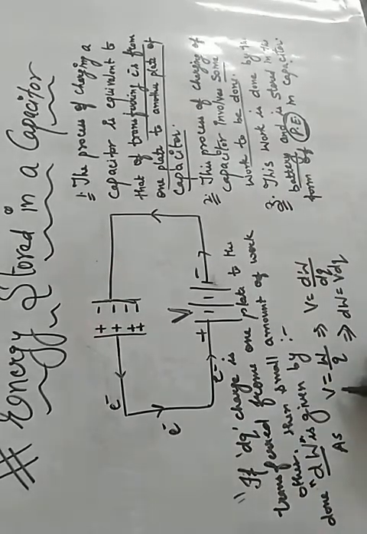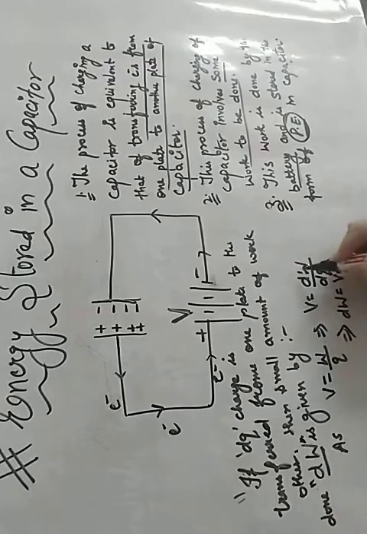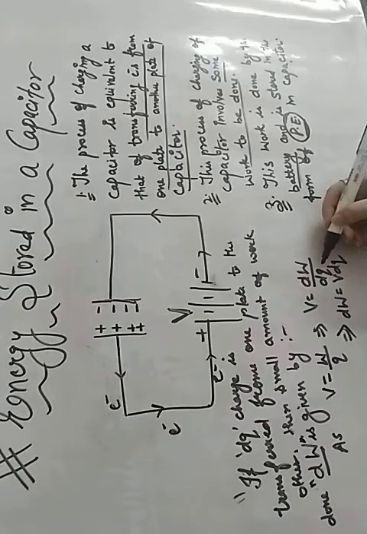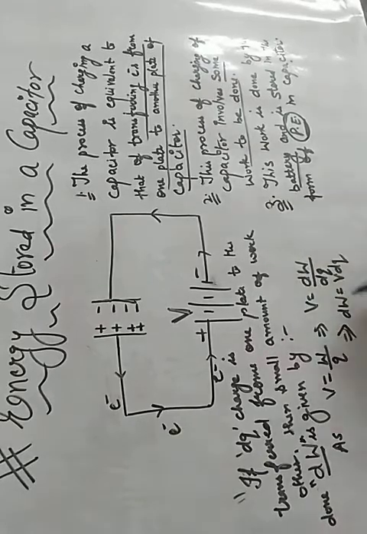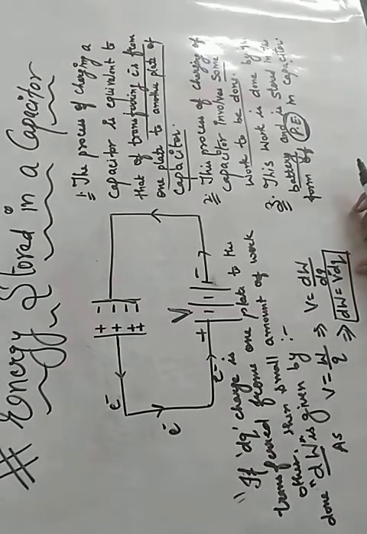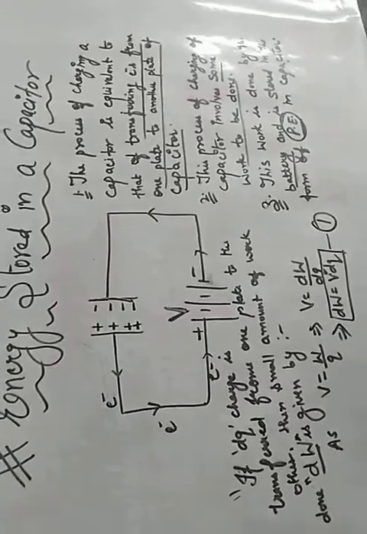As we know, what is the definition of potential? Potential is the amount of work done per unit charge. So V is equal to W upon Q. Therefore, for a small amount of work done in taking a small amount of charge, V is equal to dW upon dQ. So the amount of work done is given by dW is equal to V dQ. Mark this equation number 1.